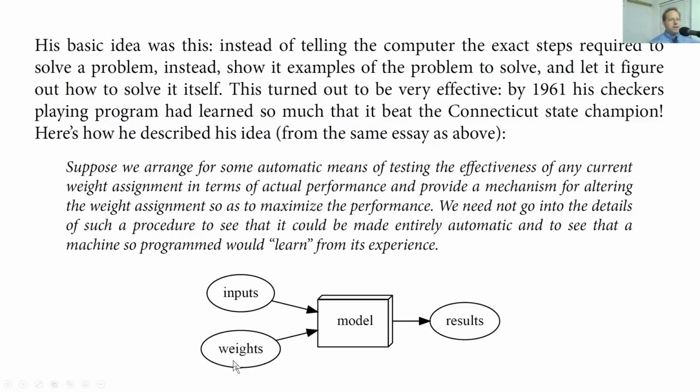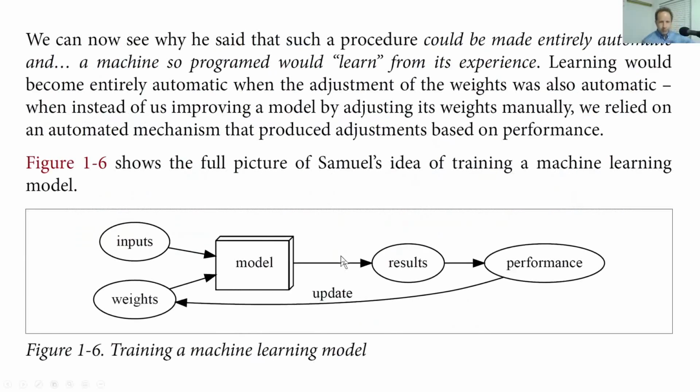So then, let's try increasing or decreasing each one of those weights one at a time to find out if there's a slightly better way of playing checkers, and then do that lots of times. Then eventually, such a procedure could be made entirely automatic, and then the machine so programmed would learn from its experience. So this little paragraph is the thing. This is machine learning: a way of creating programs such that they learn rather than being programmed.